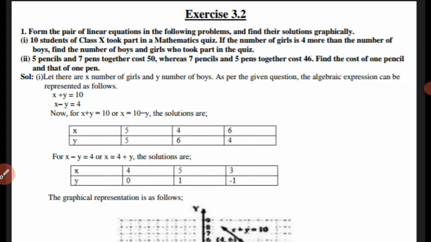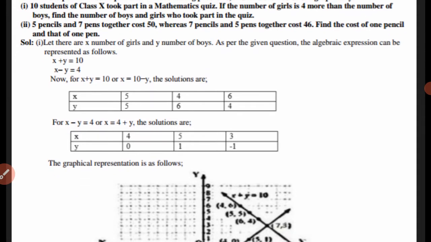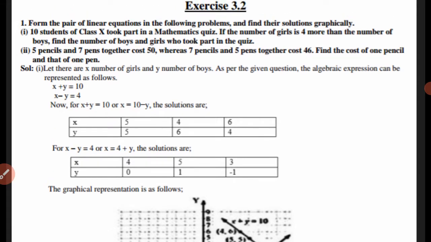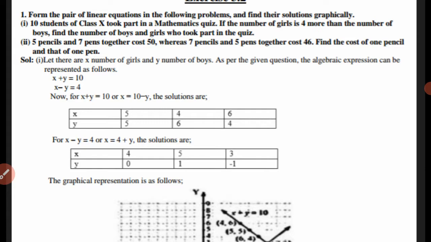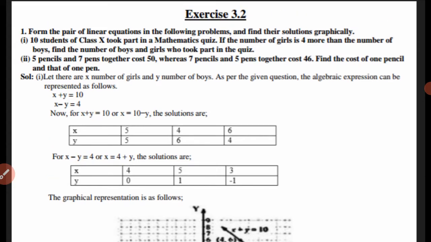And in the second part, 5 pencils and 7 pens together cost 50, whereas 7 pencils and 5 pens together cost 46. Find the cost of one pencil and that of one pen. So in the first case we have to find the number of boys and girls who took part in the quiz. So first we can take: let there be x number of girls and y number of boys.